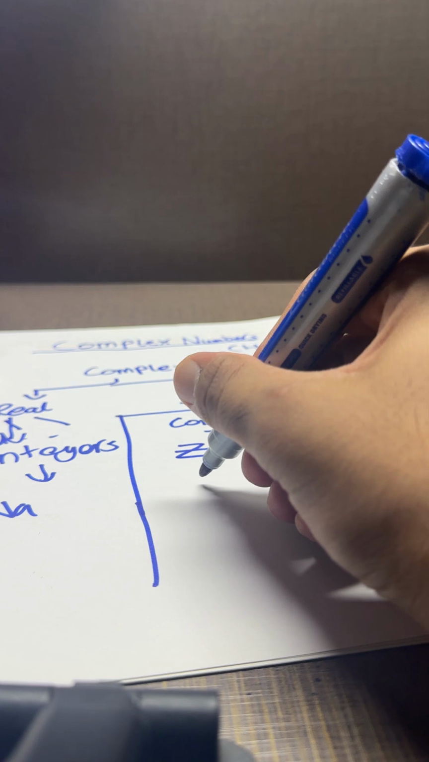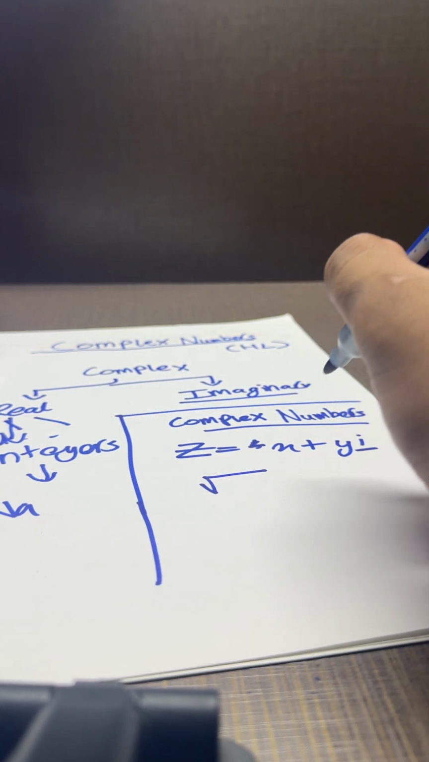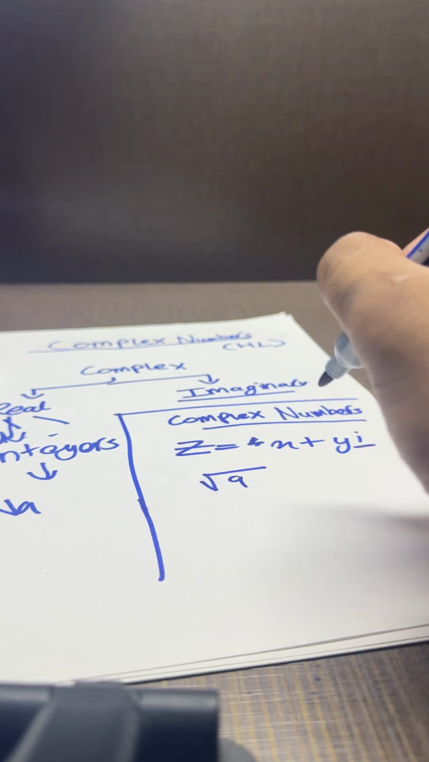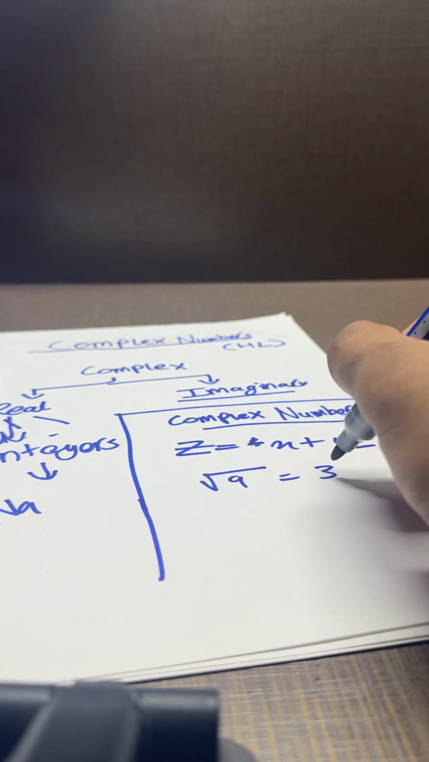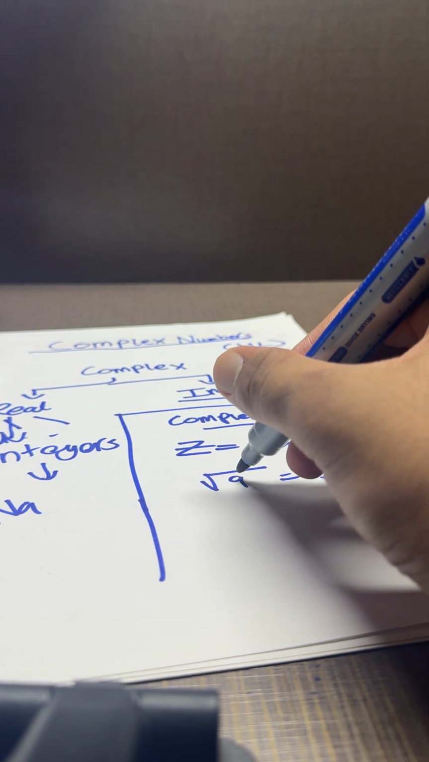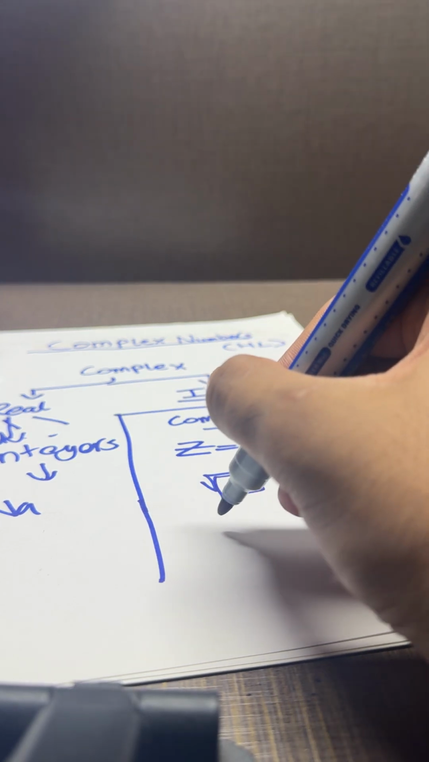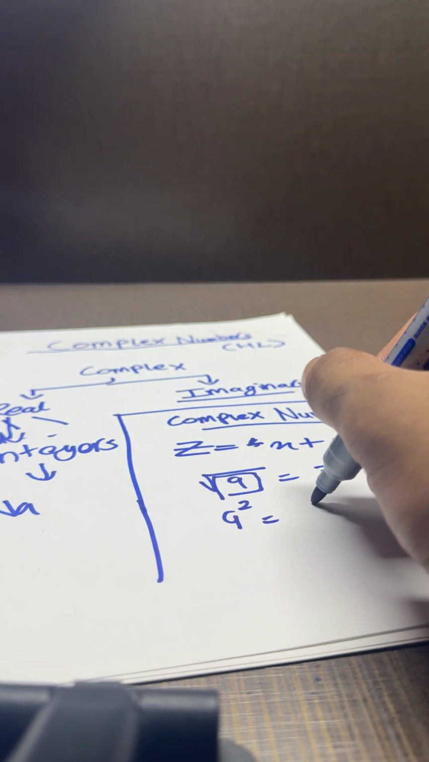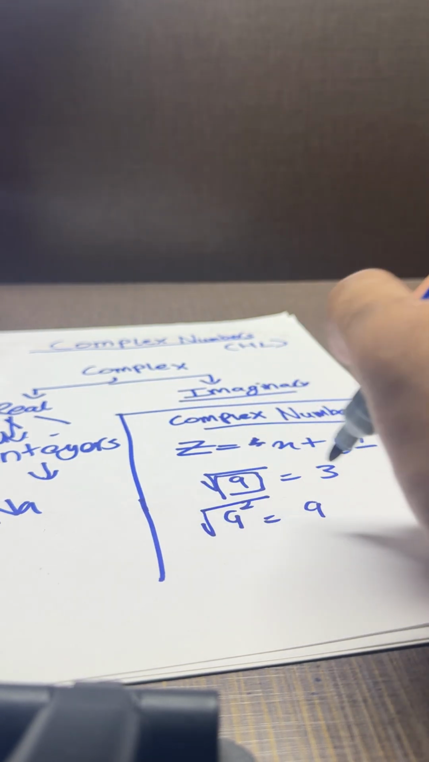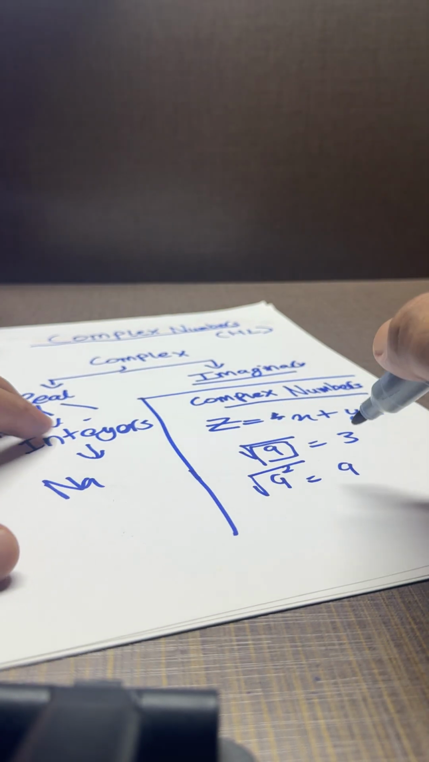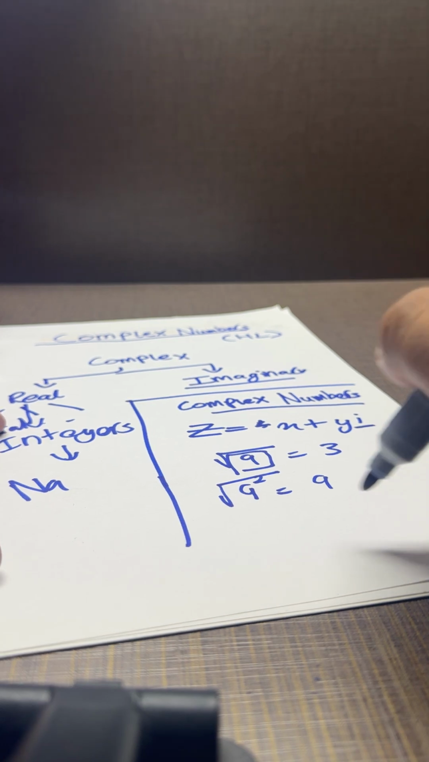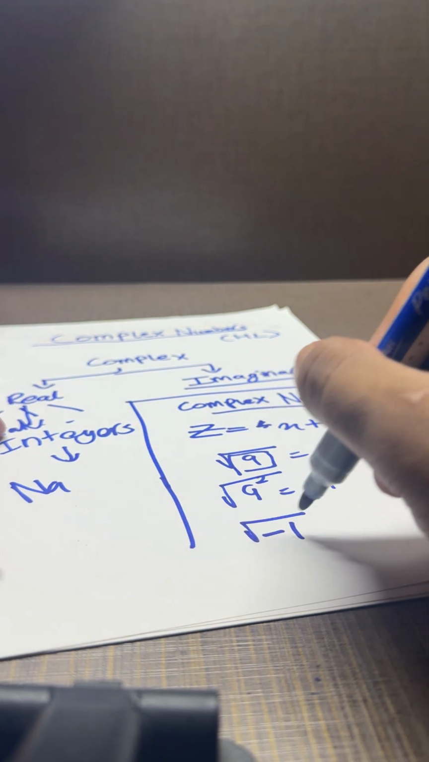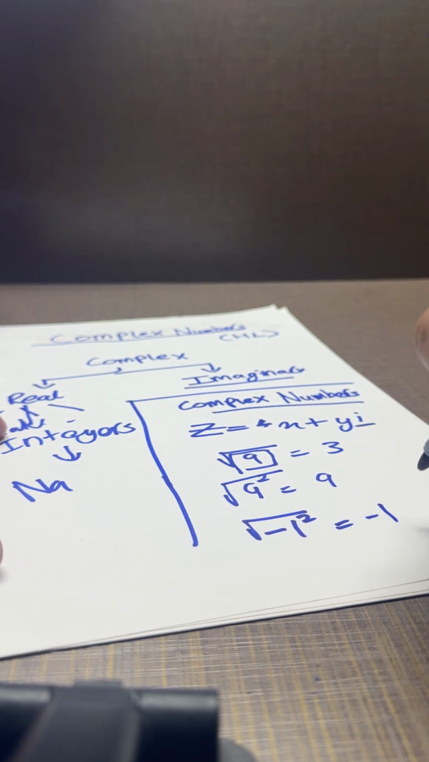We know that everything is a real number as long as it has a positive square root, which means the square root of 9 is 3. So 9 is a real number because the square root of 9 is 3. But the square root of minus 1 is an imaginary number, because squaring it would give us a negative number.